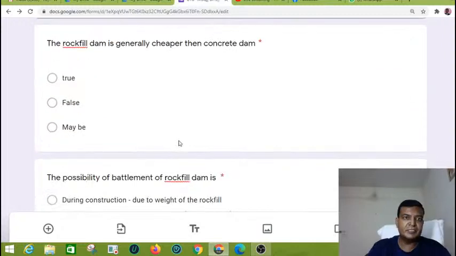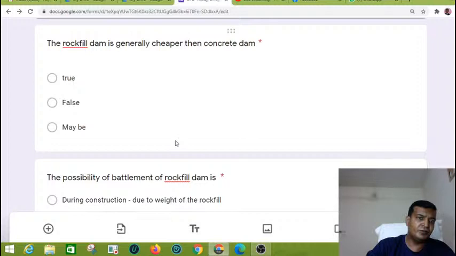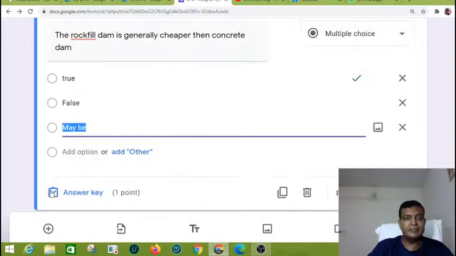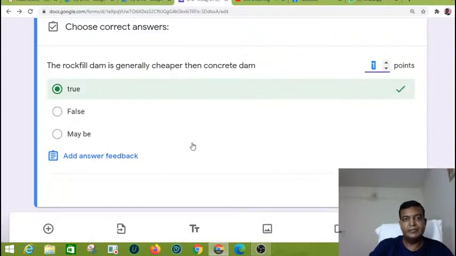Next objective. The rockfill dam is generally cheaper than concrete dam. True, false, maybe. So let us see the answer, and the answer is true.